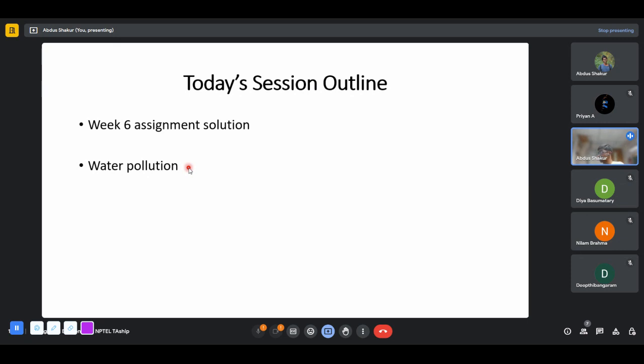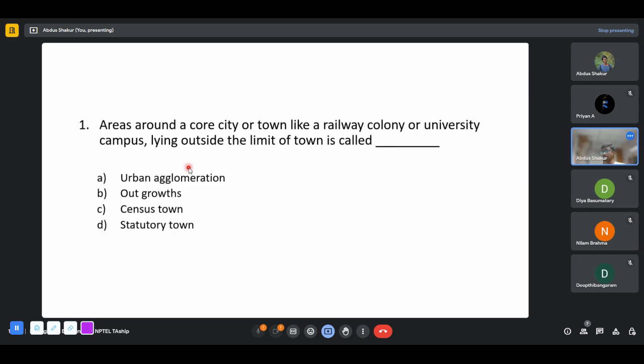In the meantime, if you have any doubts with respect to the assignment solution or need further clarifications, do let me know. The first question: areas around a core city or town, like a railway colony or university campus, lying outside the limit of the town are called what? When you're classifying areas by their position, whether in the center of the city or outside of it, what's the term? These places are called outgrowths, because they are not the center part of the city, but that's where the city slowly starts expanding later on. That might be the reason they are called outgrowths.